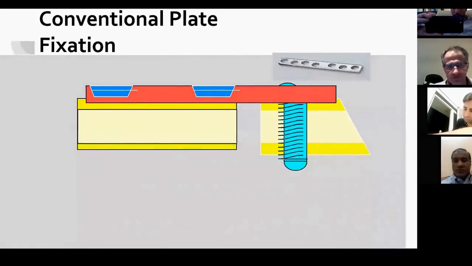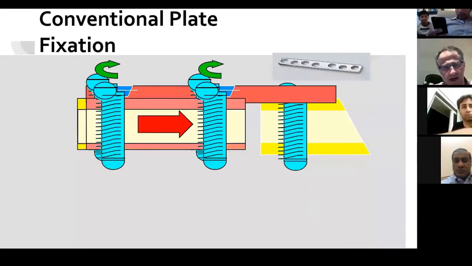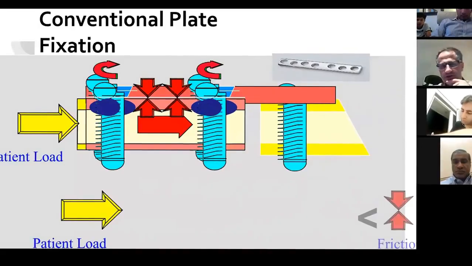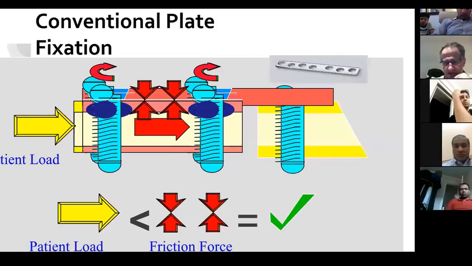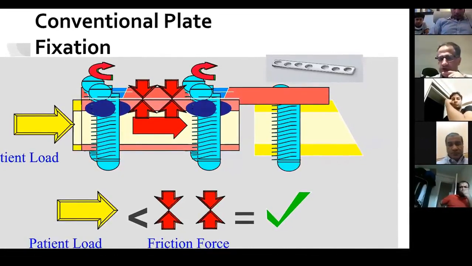In a conventional plate, you're dependent on your friction interface between the plate and the bone. So what you're doing is you're compressing your plate onto the bone. And once you've done that, you're loading the bone, and then the patient's own load adds up together. The friction force is far more than the patient's load. Therefore, your plate construct is going to be preserved.